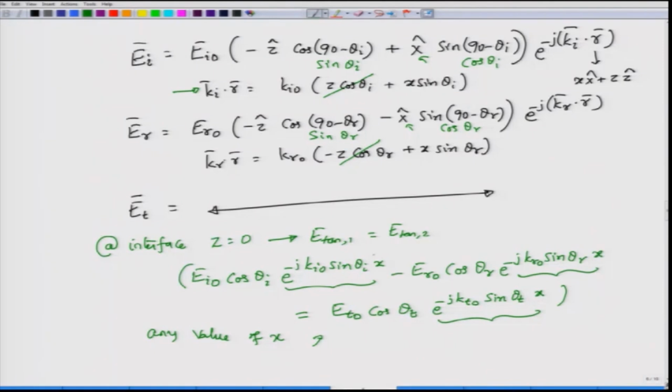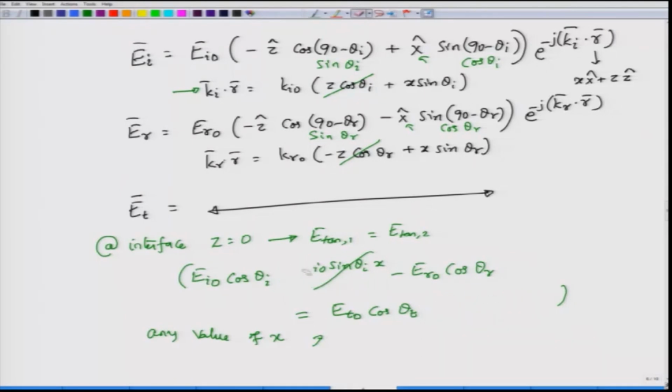To do that, I need to go back to this expression, and now that I have realized that all the phase terms are essentially going to be the same, I can remove these e power minus j phase terms from this expression. So, I have removed them here, and I have obtained a reasonably simple equation. This equation is the result of the boundary condition for the tangential electric field.